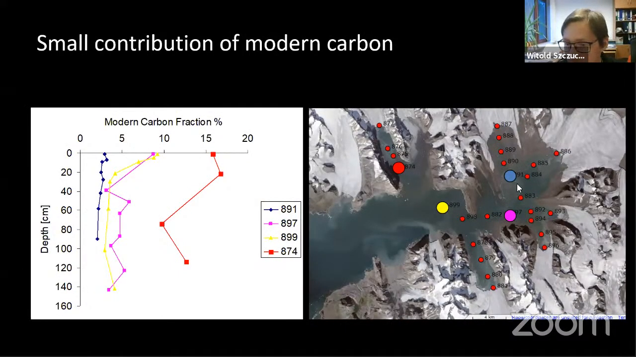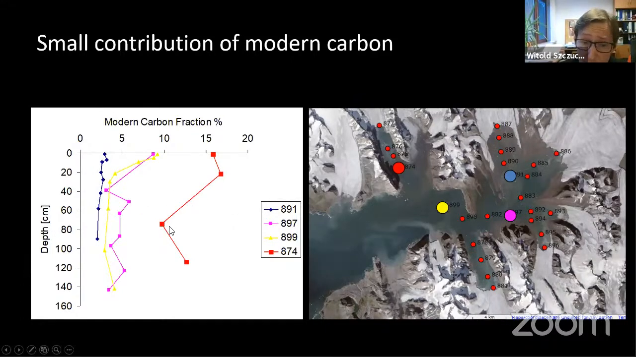So here you can see four sediment cores and the modern carbon fraction based on radiocarbon dating. If I present it as an age, it would be like 20,000 years old. 20,000 years ago was the last glacial maximum, and we had the complete Svalbard and Barents shelf covered with the ice sheet. So it's not possible that it is redeposited organic carbon of that age. It shows that it is a pretty old organic carbon from sedimentary rocks in the catchment, which is mixed with a tiny portion of modern carbon.